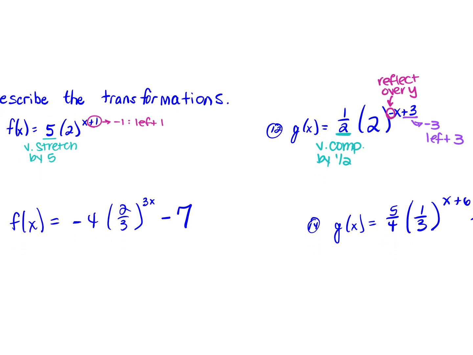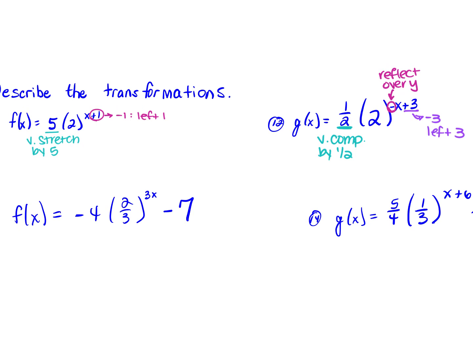For 13, you have f of x is equal to negative 4 times 2/3 to the power of 3x minus 7. Start from the very far left. You have a negative that starts this, so you are reflecting vertically. If you reflect vertically, you reflect over the x-axis. Then you have that 4. That 4 is greater than 1, and it's in front of your base, so that's a vertical stretch by a factor of 4.